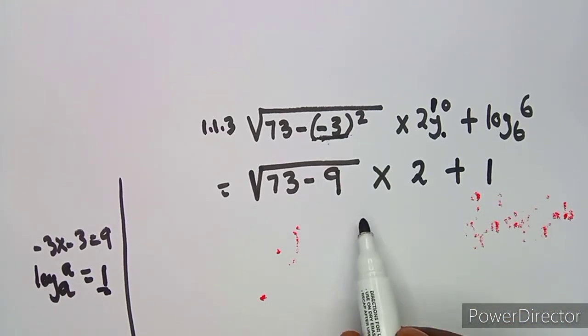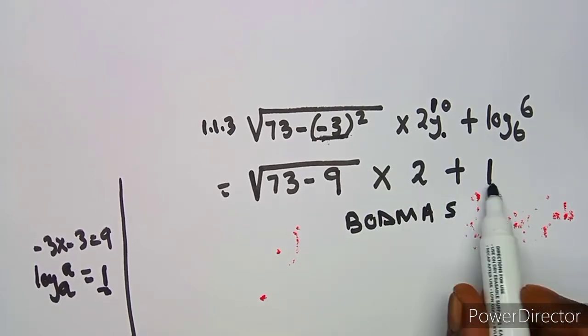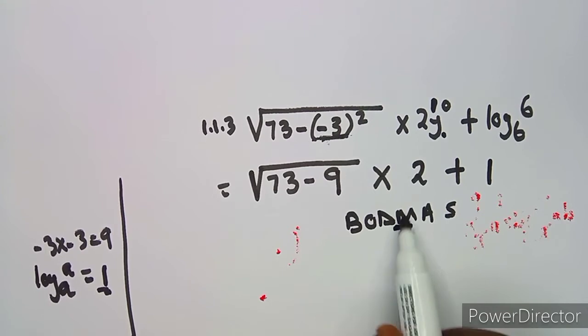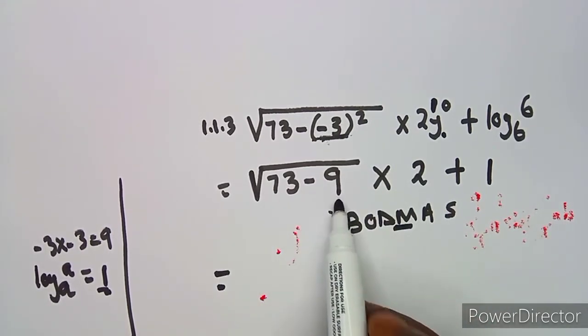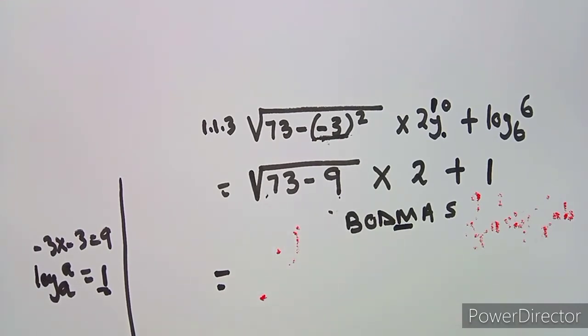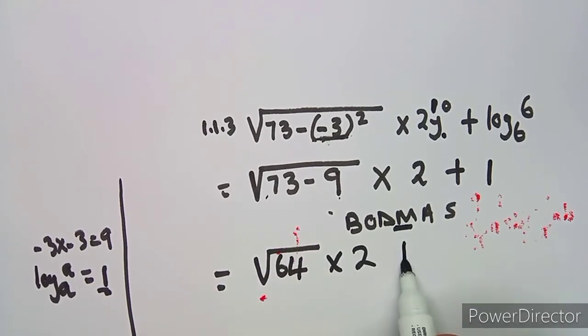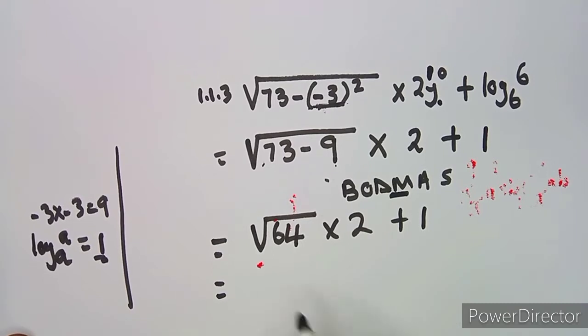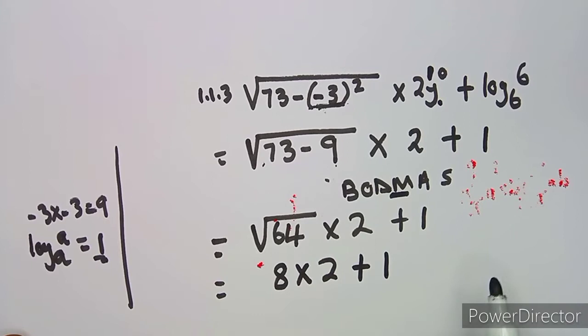All right, but remember there is something that is referred to as BODMAS, guys. We can't add these two. We have to multiply first, which means this part. Okay, so that means simplify this. 73 minus 9, that is going to give you 64. So it will be square root of 64 times 2 plus 1. And what do we have on square root of 64? A number that's going to multiply itself to give us 64, that is 8. So this one is 8 times 2 plus 1.